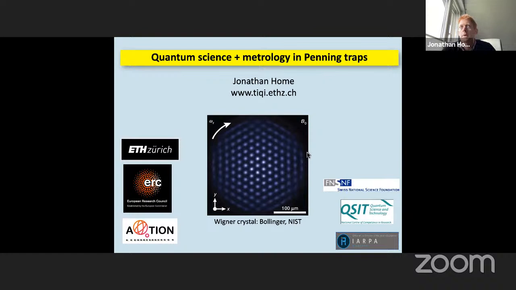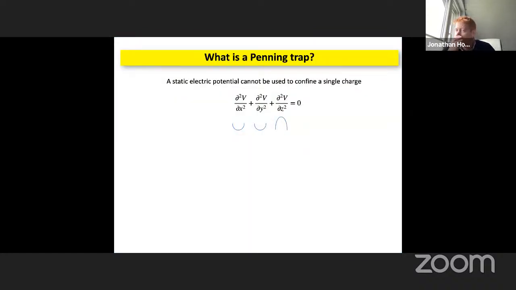So we should start by asking, what is a penning trap? In fact, the first part of the talk will tell you about that, because I personally find it non-trivial to think about penning traps.